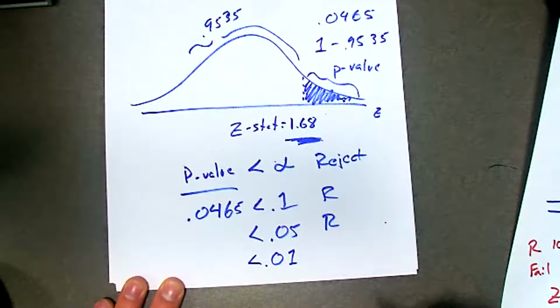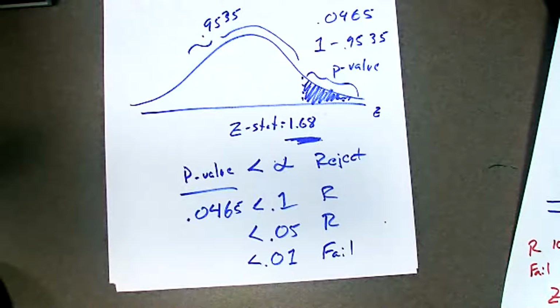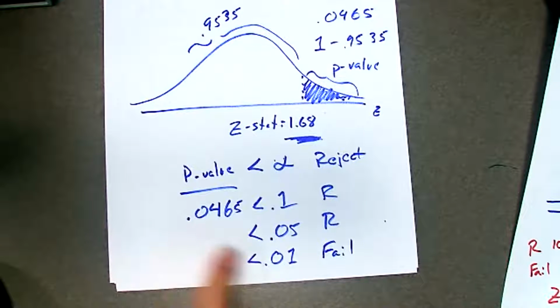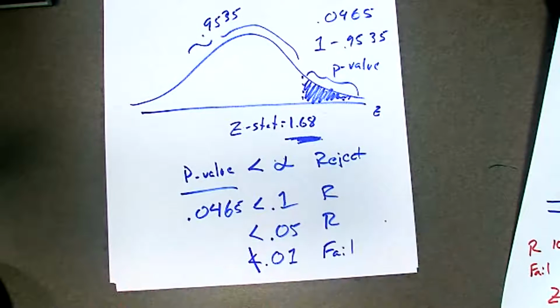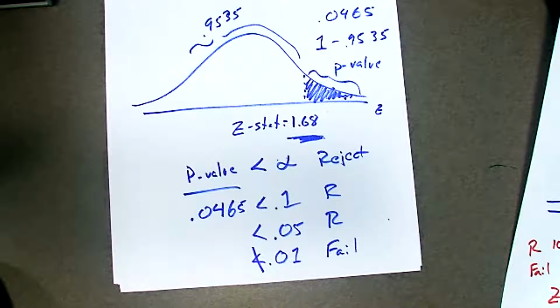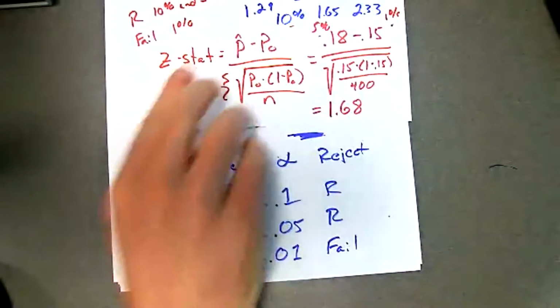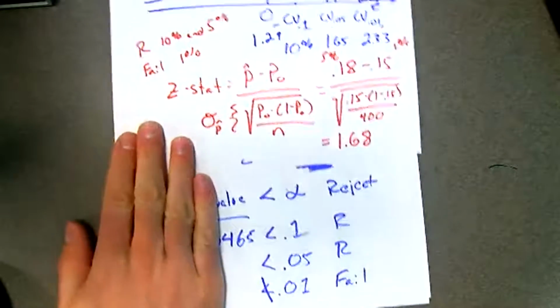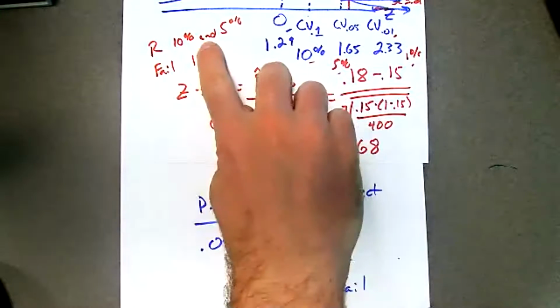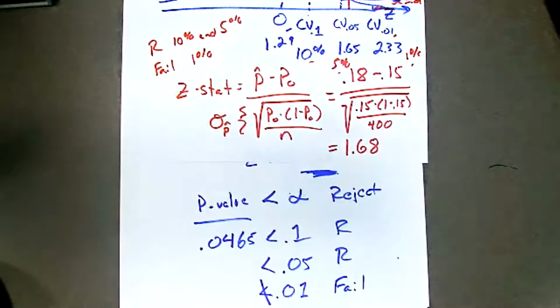Is it less than 0.01? No, so I'd fail to reject at the 1% significance level, right? Because 0.0465 is not less than 0.01. And the only time I reject is if my p-value is less than alpha. And sure enough, those are the same 3 rejection decisions that I made before, right? I reject at the 10 and the 5% level, but I fail to reject at the 1% significance level.